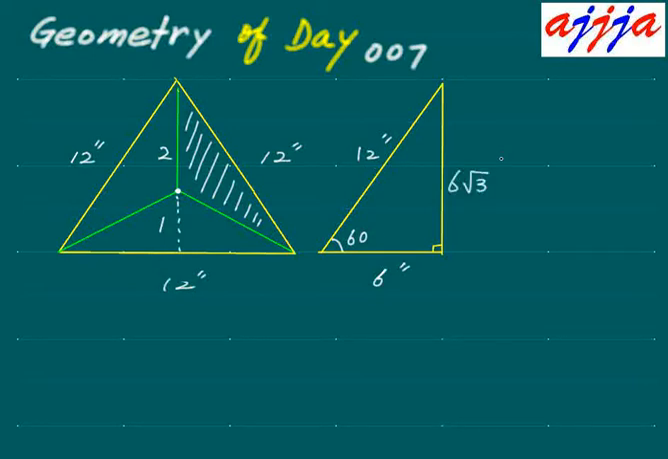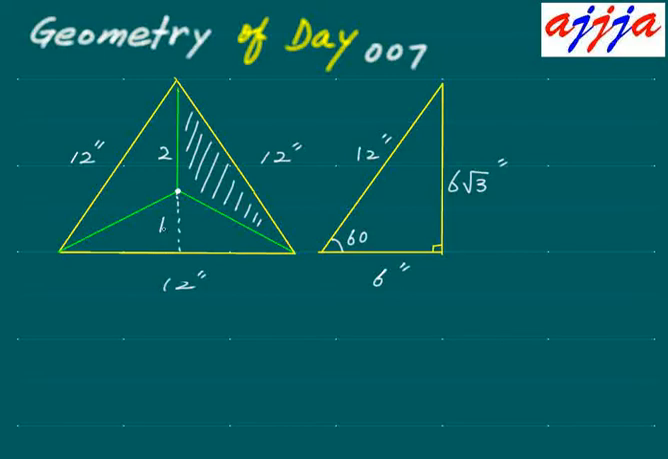Then this one is a what? 6 square root 3. We talked about this one many times already. All you have to do is take the short side right here, 6, then times square root 3. Then this is the height right there. Again, one more time: the base is going to be half of this one, which is 6, then 6 square root 3 is the height.